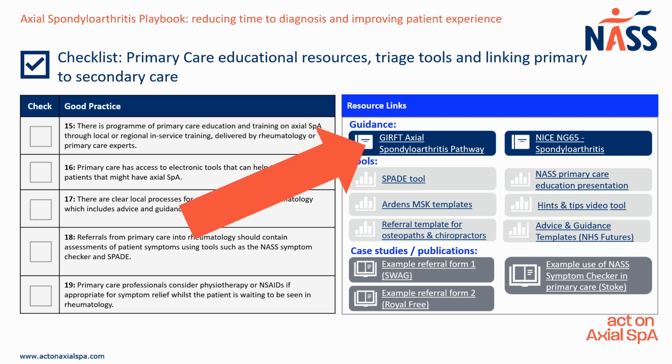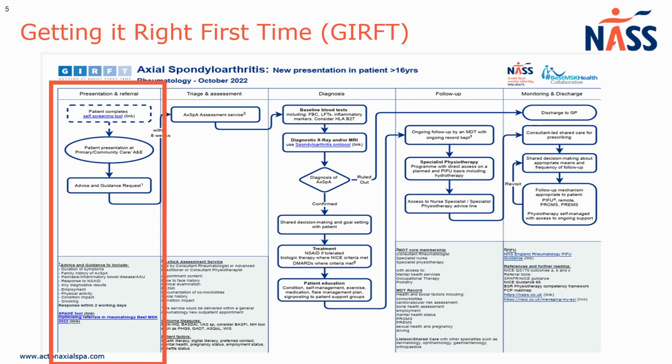Here you can access the Getting It Right First Time Axial Spondyloarthritis pathway. With the primary care element highlighted here on the left of the slide, this includes a list of screening questions to ask your patients during your assessment before going on to complete an advice and guidance or rheumatology referral depending on your local pathways. These questions should include the duration of symptoms, family history, history of psoriasis or inflammatory bowel disease, and the patient's response to NSAIDs.